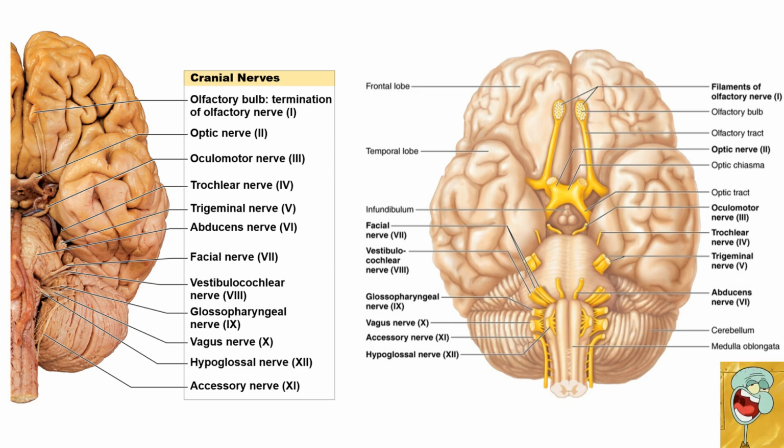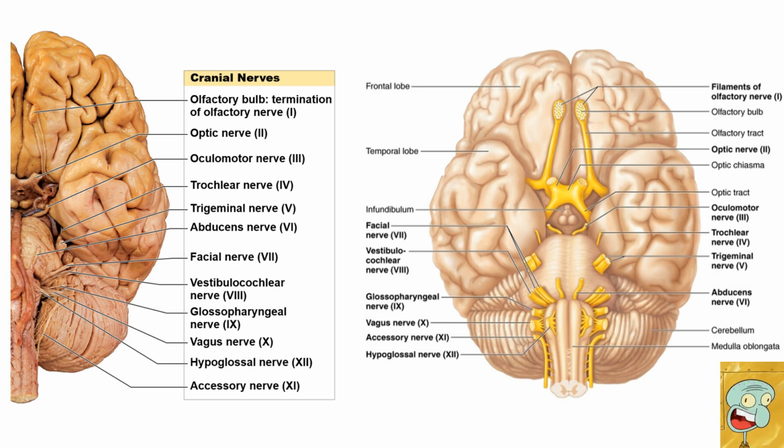Associated with the cerebrum. Cranial nerve 1, the olfactory nerve. Located on the inferior cerebrum, it is sensory for smell. Cranial nerve 2, the optic nerve. Located at the diencephalon of the cerebrum, it is sensory for vision.